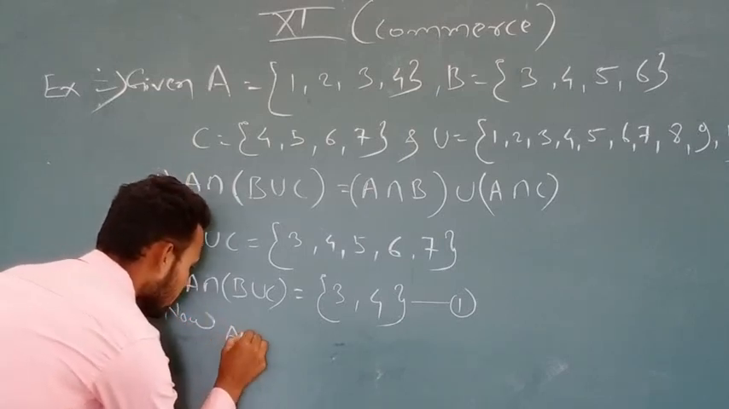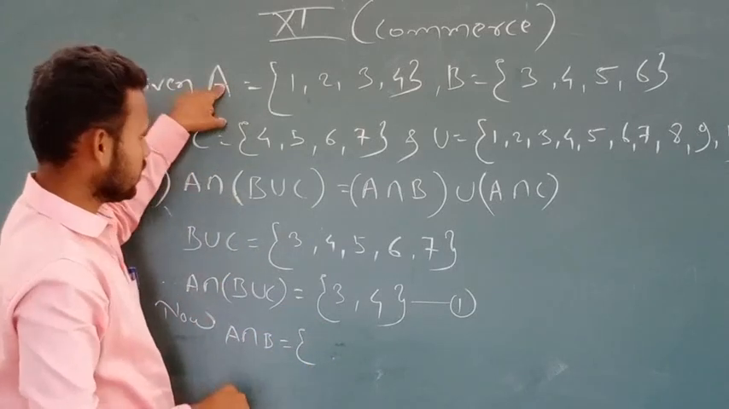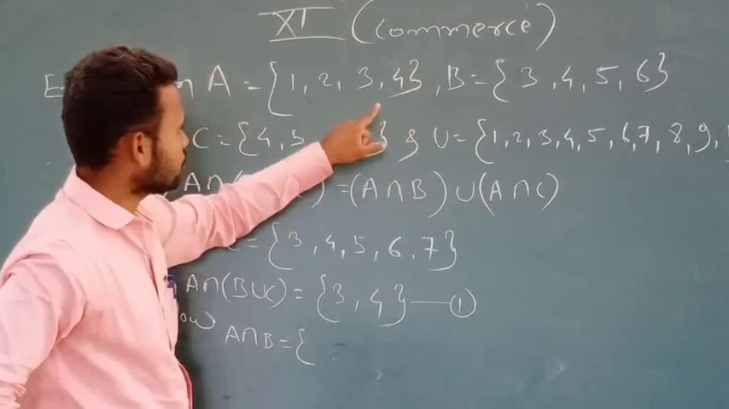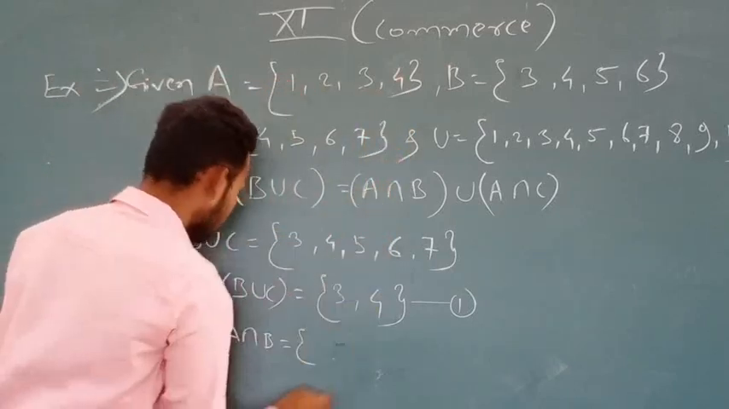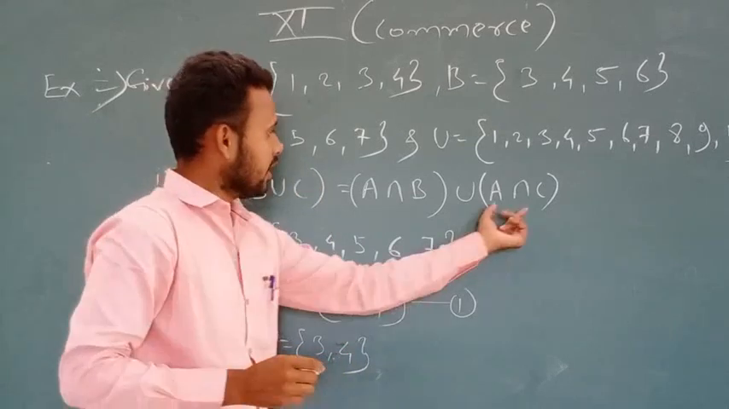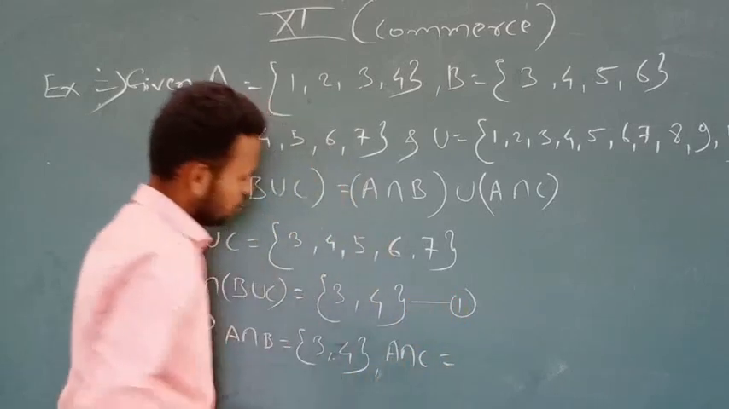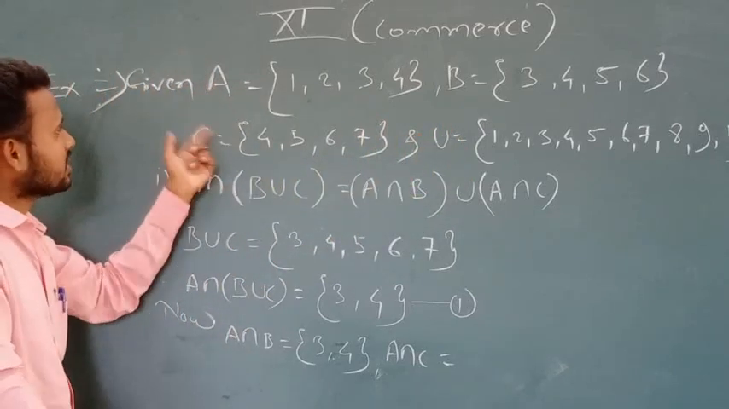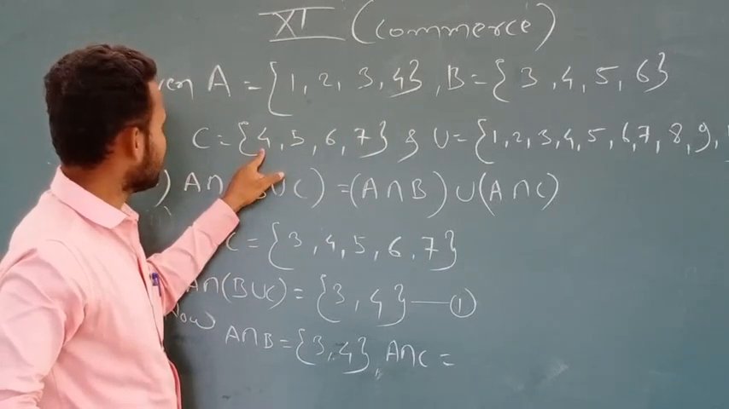Now A intersection with B, which is equal to A intersection with B, common elements between A and B, common elements which are 3 and 4. These two are the only common elements between the sets A and B. Therefore, A intersection B has the elements 3 and 4. And then next, A intersection with C, which is equal to A intersection with C, common elements between A and C, common elements which you know over there: 4. Only 4 is a common element in A and C.